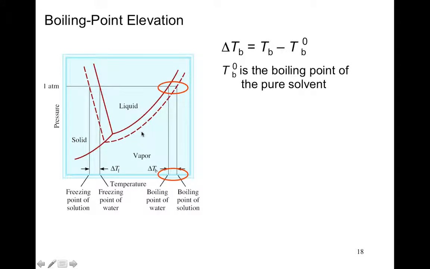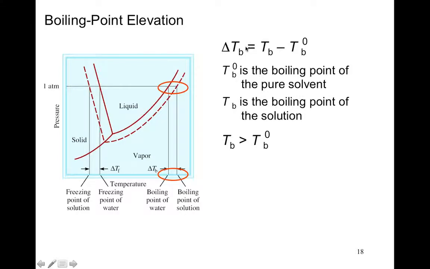So here's the formula that we use for this. T_B naught is the boiling point of the pure solvent, that'd be just water. T_B is the boiling point of the solution, that'd be salt water. And so delta T is the difference, so it's not really that amazing, delta T is just change. So if pure water boils at 100 degrees Celsius and a certain concentration of salt water boils at 101 degrees Celsius, then our delta T is 1 degree Celsius. That's really all there is to it.